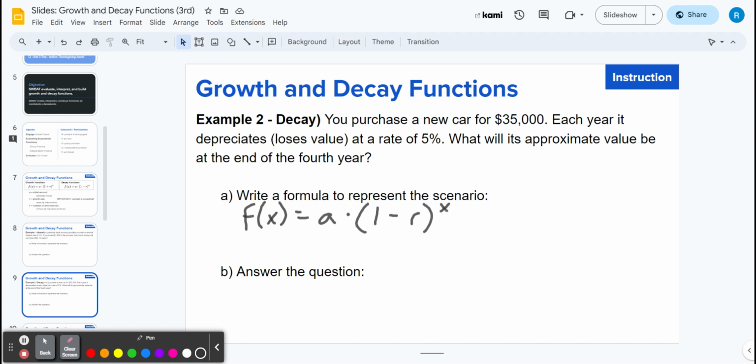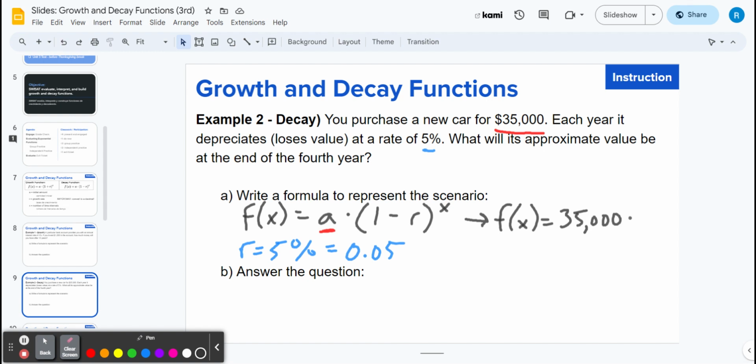Okay, and A in this case is equal to that initial value of 35,000. And R is that 5%, but I'm going to convert it from 5% into a decimal, so that is 0.05. And so if I take 1 minus R, that will be 0.95. So my function should be f of x equals 35,000, I'm going to leave that comma in there just to make sure that it's nice and clean to see, times 0.95 raised to the x power.